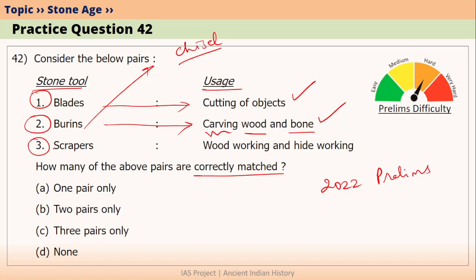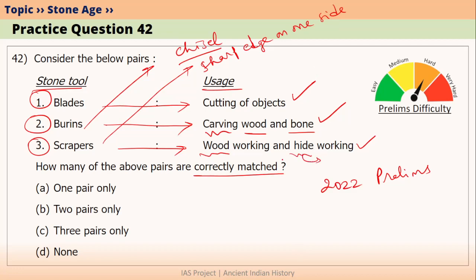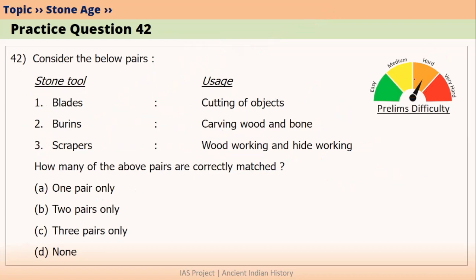The third pair is, scrapers were used for woodworking and hide working. This is correct because scraper is basically a tool that has sharp edge on one side. So using this sharp edge on one side, they made implements out of wood and they also made clothing from hides. Hides means animal skins. So the correct answer would be 3 pairs are correct. This is a hard question.